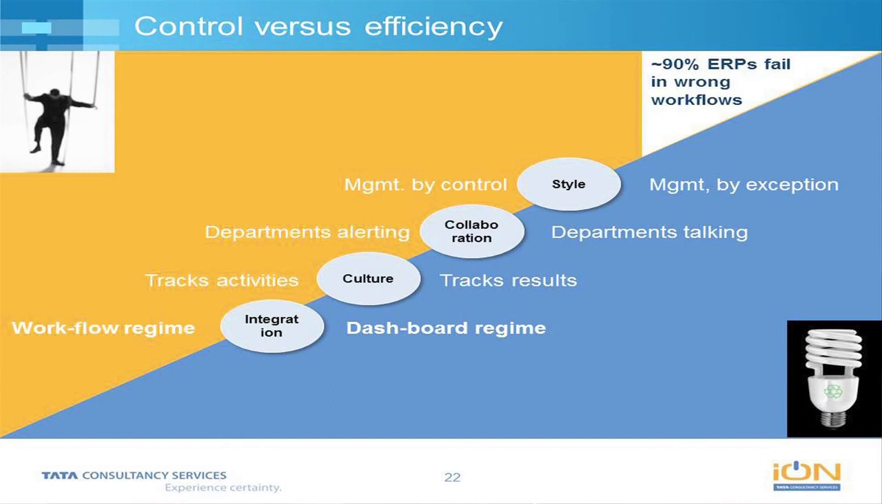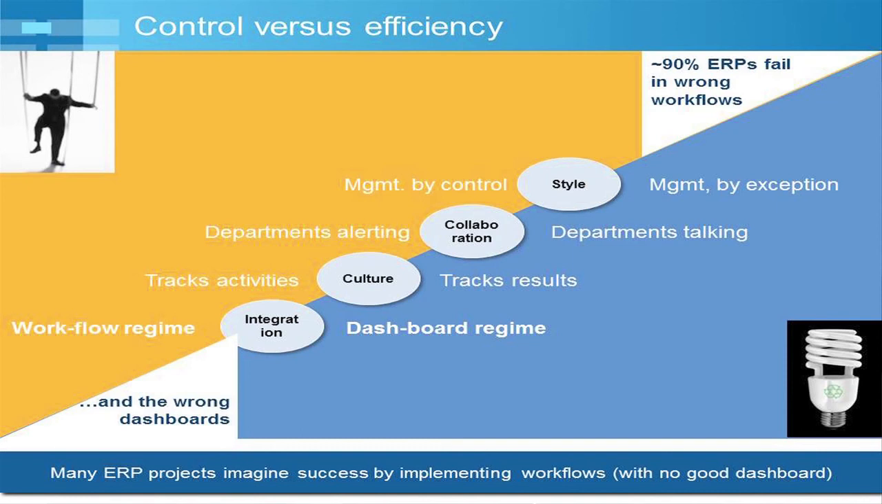But what we see is that in management by control firms, 90% of the ERP or manufacturing execution systems fail because they have implemented the wrong workflows. Either the approver is not the actual decision maker, or the decision maker is not accounted for in very critical approvals. In management by exception, we see that the maximum ERP failures are due to the wrong MIS being presented to the management, despite a lot of effort being made in integrating the processes.